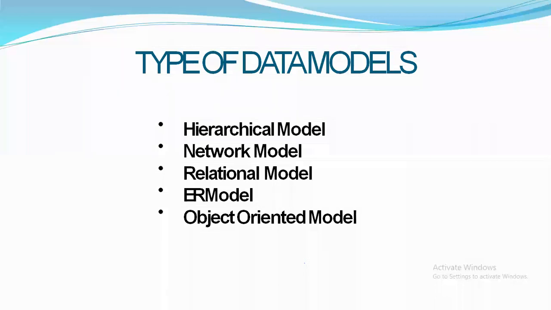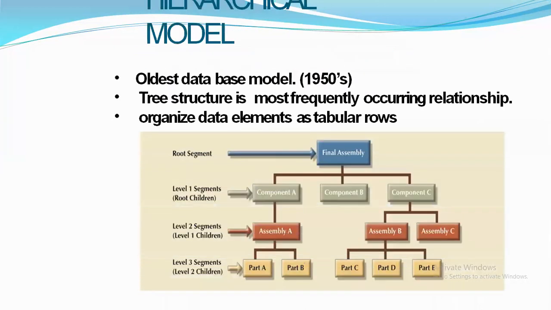So the different types of models used in database management systems are the hierarchical model, network model, relational model, entity relationship model, and object-oriented model. These are all different data models used in database management systems. First we'll discuss the hierarchical model. It is the oldest model, used from the 1950s onwards, in database systems.